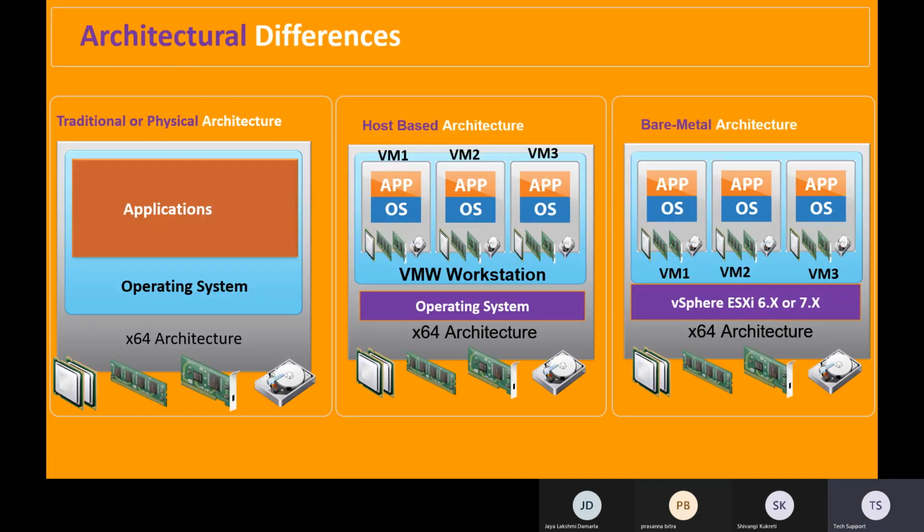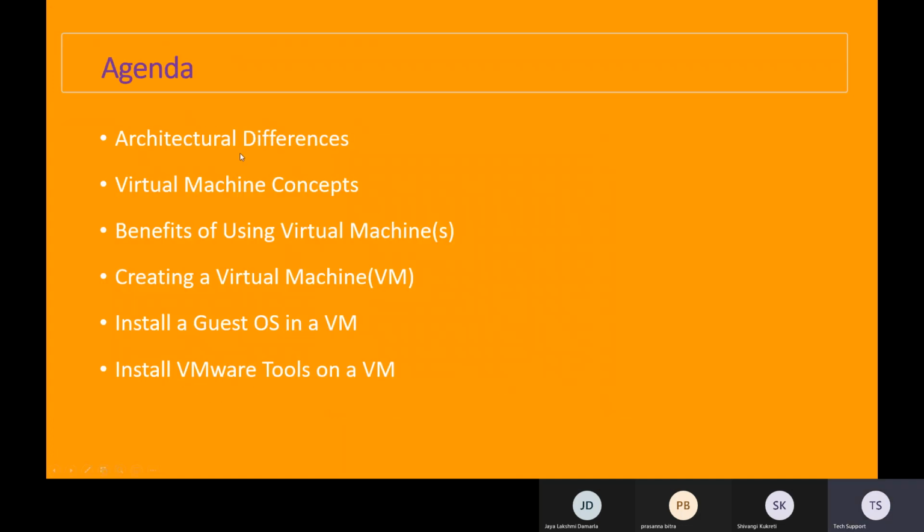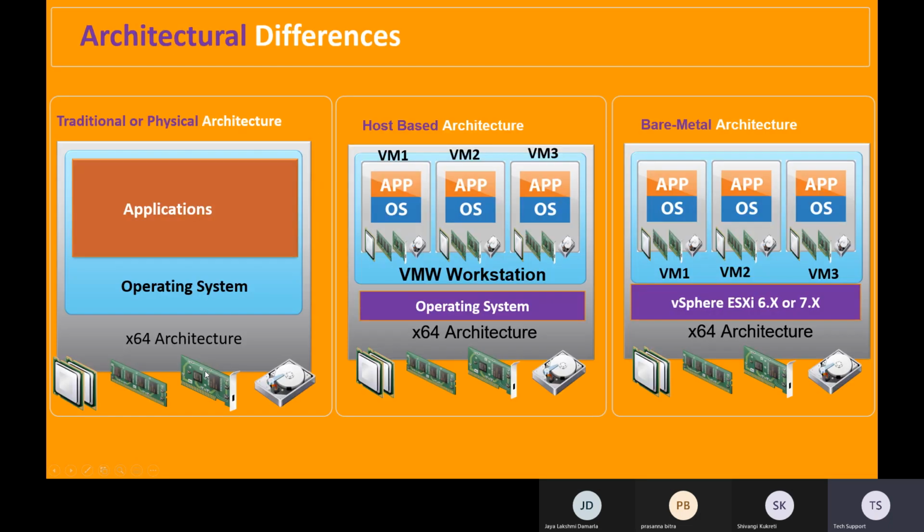Okay, so we are discussing these five topics: architectural differences, virtual machine concepts, benefits of using virtual machines, creating the VM, installing the guest OS, and installing VMware Tools on a virtual machine. So let's start with the architectural differences. We have three architectural differences: traditional or physical architecture, host-based architecture, and bare metal architecture.